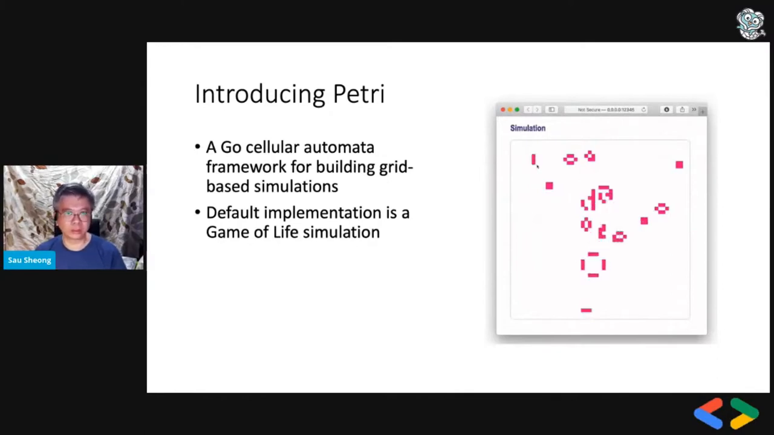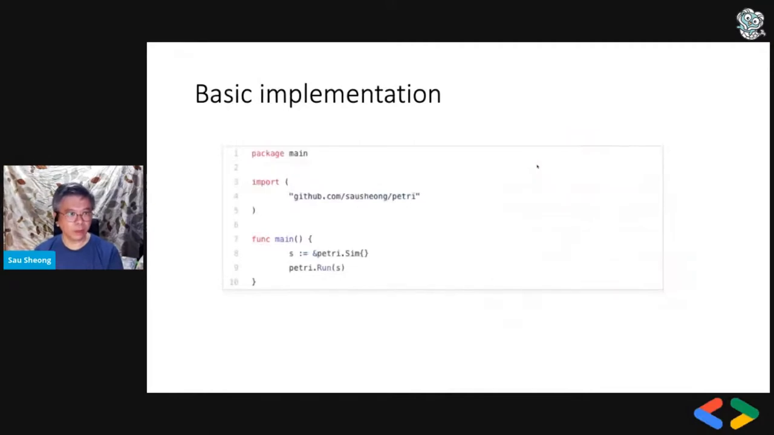So this is a screenshot, or rather a GIF, of one of the simulations I ran. And this is something that you will see exactly. So how does it work? The basic implementation is very, very simple. Basically, you create an instance of the default implementation, and you use the run function to run it. And that's really all there is to it.